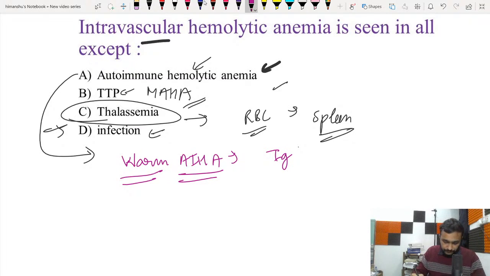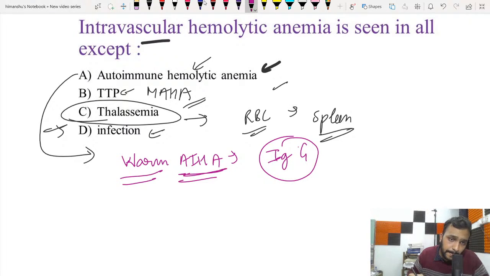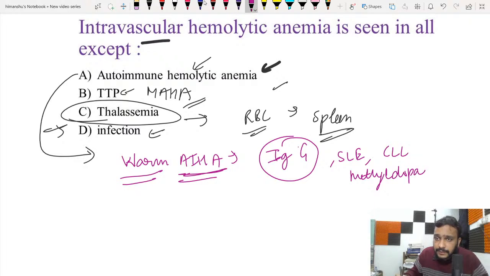Warm type antibodies are IgG. Yes, right. No, Dr. Muhammad, the antibodies are IgG type. So just remember that in warm type, the antibodies are IgG type. These are seen in patients with SLE, CLL, and a few drugs such as methyldopa and penicillin.